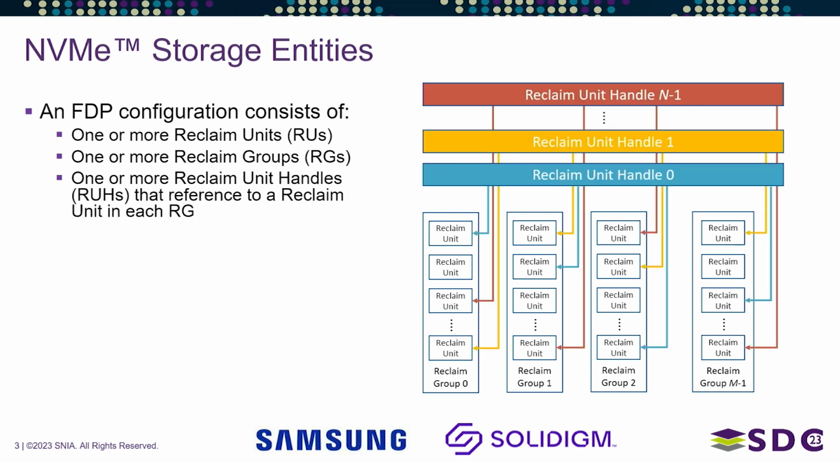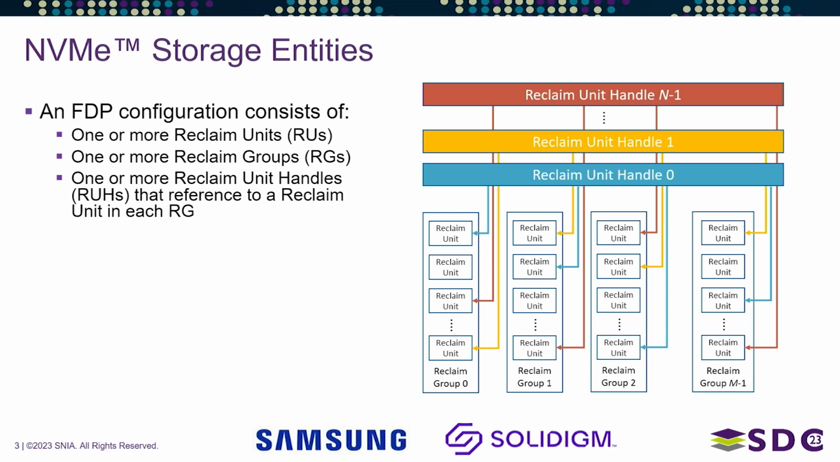It would tell you what the NAND arrangement is. Then, as I mentioned, the whole concept around placement modes is to steer I/O to particular configurations or groupings of NAND. In this instance, I show a yellow, a green, and a red reclaim unit handle, which is essentially a pointer to a reclaim unit that sits within a reclaim group.